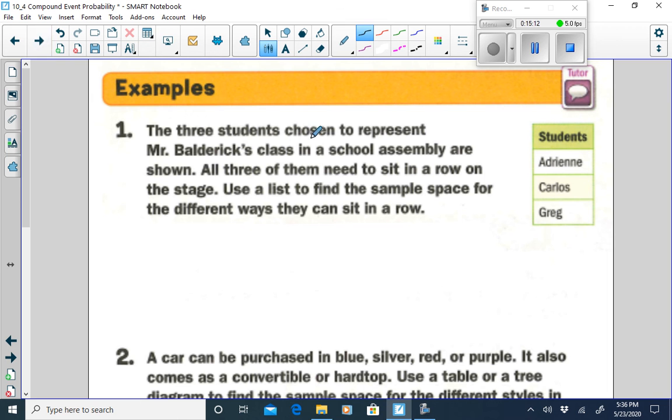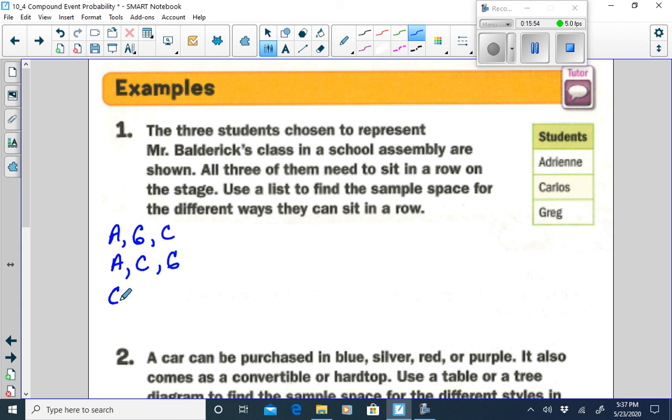The three students chosen to represent Mr. Baldrick's class in a school assembly are shown. So we have Adriana, Adrian, Carlos, and Greg. All three of them need to sit in a row on the stage. Use a list to find the sample space for the different ways they could sit in a row. Okay, let's try to make a list here. If Adrian is first, you could have Greg second and Carlos third, or if Adrian is first, you could have Carlos second and Greg third.